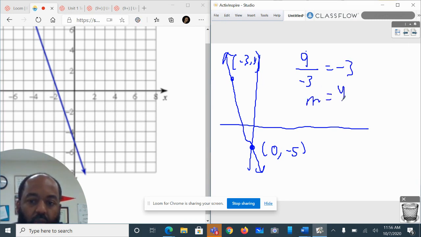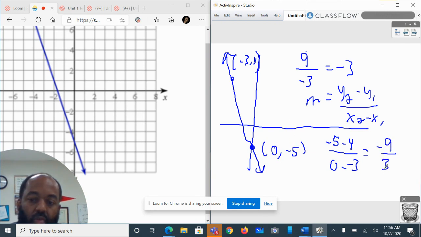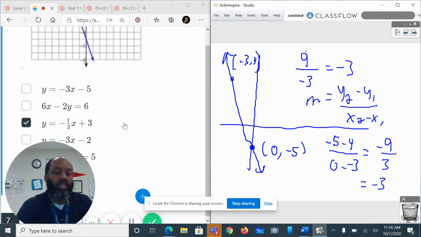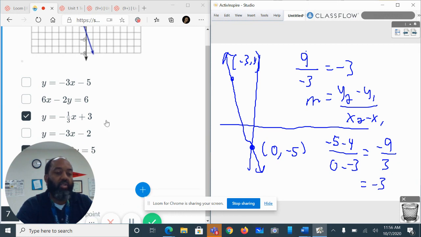m equals y2 minus y1 over x2 minus x1, right? Subtract the y's divided by subtracting the x's. So I could say negative 5 minus 4 over 0 minus negative 3. I'm just plugging it in. So that's negative 9 over 3, which is negative 3. So what does that mean to me? I need to find an equation that has the slope of negative 3, because this line has a slope of negative 3. Like I said, this is incorrect.